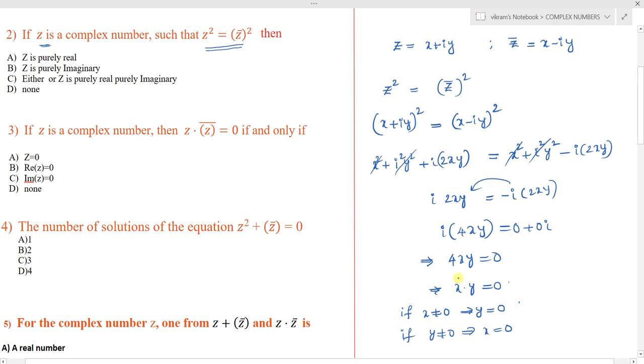Okay, if the complex number z equals x plus iy, and x is 0, then it is called an imaginary number. If y is 0, the imaginary part is 0, and it is called a real number. So either z is real or imaginary. So here option C is correct. Okay, next we will move to the next question.